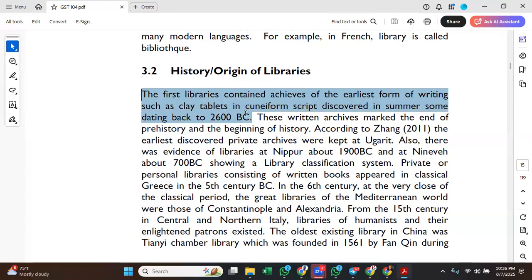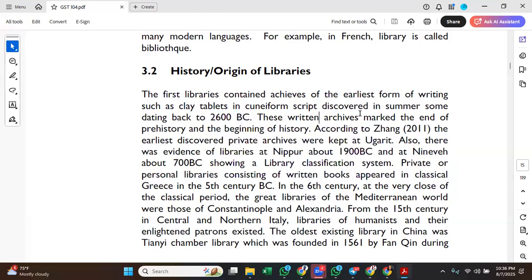Please, this statement is very important. They ask it both in TMA and exam, so be prepared. Once you see me pointing you to some part of the material like that, know that they are very important. The first libraries contain archives of the earliest form of writing, such as clay tablets. That is the way they normally ask it. And then it was discovered in Sumer, some dating back to 2600 BC. In fact, this 2600 BC is a popular mark in the question bank. It's most likely that you meet it in your exam.